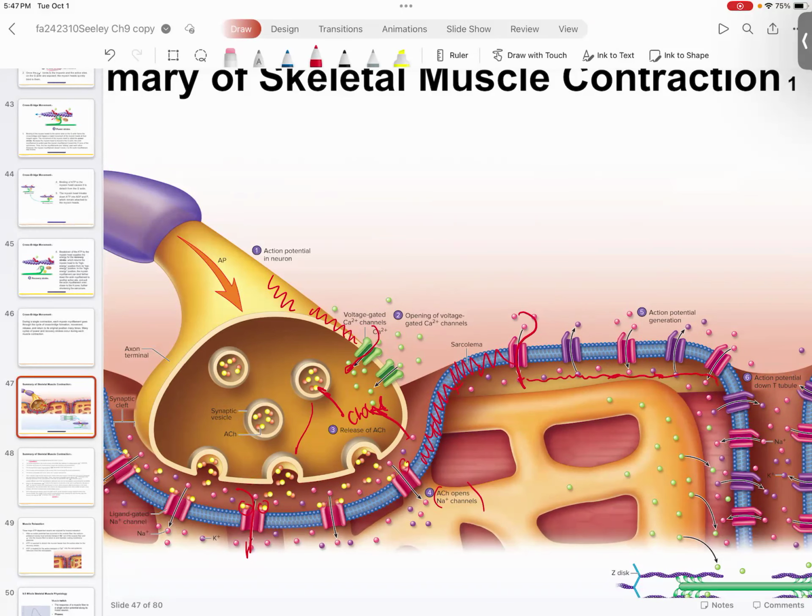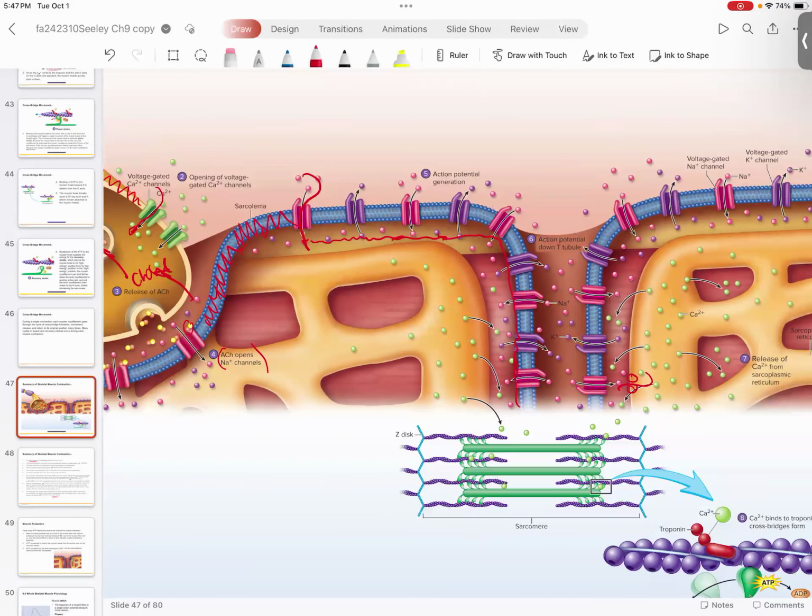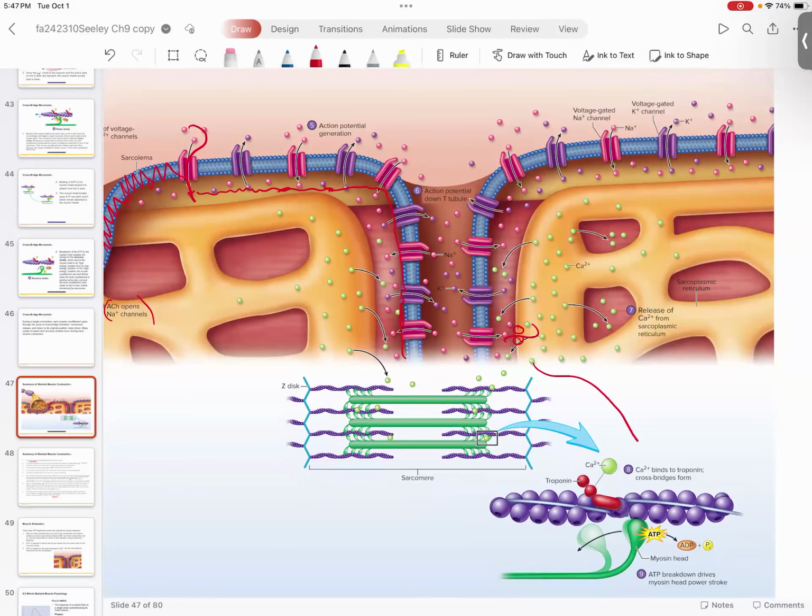And as it hits a T-tubule, it's going to start dipping down into the T-tubule, where eventually it's going to trigger a calcium channel that is also voltage-gated in the sarcoplasmic reticulum that'll open up and allow the efflux, or the outrush, of calcium, which is the major trigger for contraction. The calcium then is going to be moving toward the sarcomere, where it's specifically going to bind to the calcium binding domain of troponin.